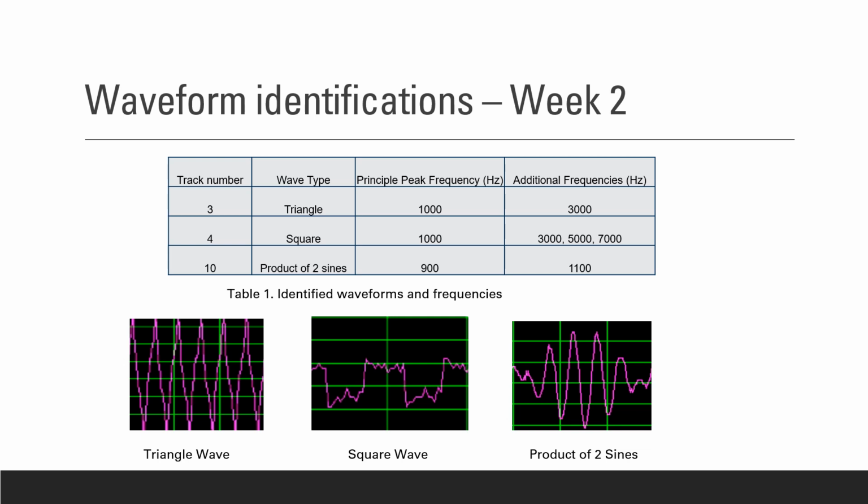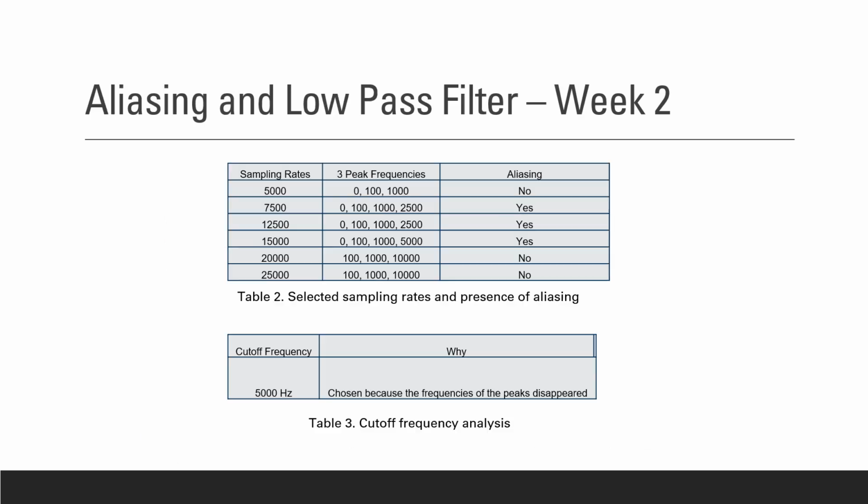In the first part of this lab, we were given 11 different audio tracks, and I identified which type of waveform was in each audio track. As listed by step 4, I tabulated in the table the different waveforms associated with the triangle, square, and product of two sine tracks. I identified which tracks those belong to, along with the principal peak frequencies for each one, along with additional frequencies that were observed. On the bottom, I have images attached for each type of wave.